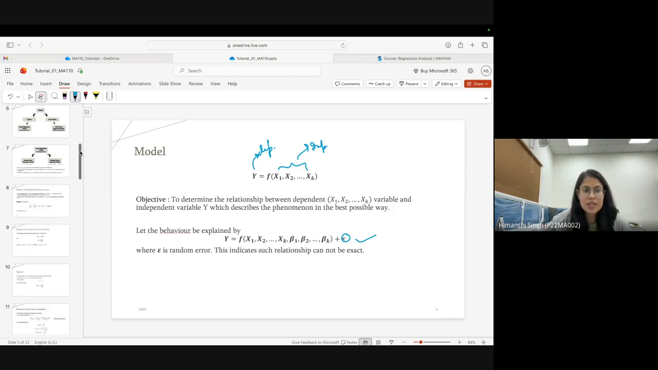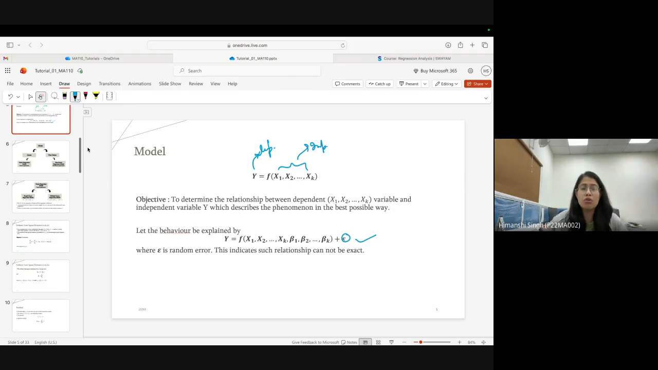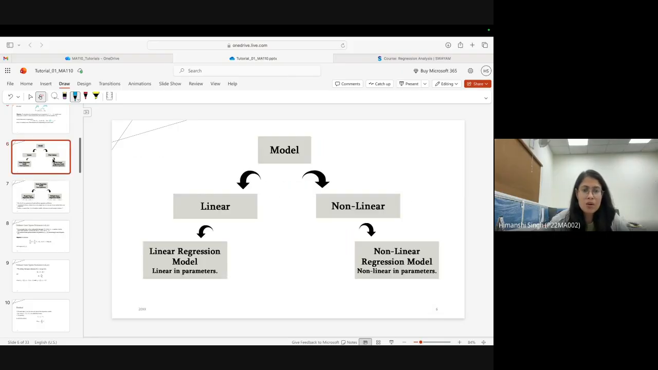Basically, in broad terms, this is regression analysis, where we want to determine the relationship between the dependent and the independent variables. Now here we have a model which we have discussed previously. That model can be linear, or it can be non-linear.